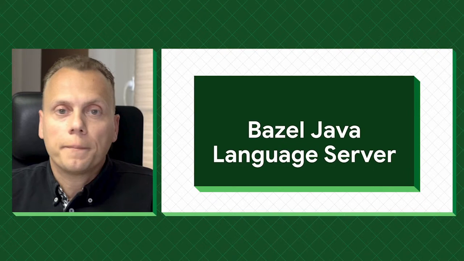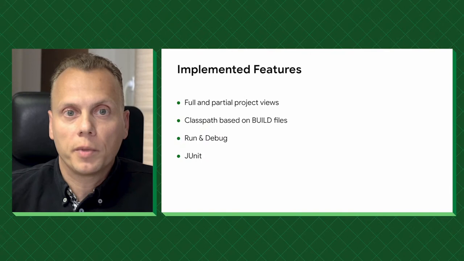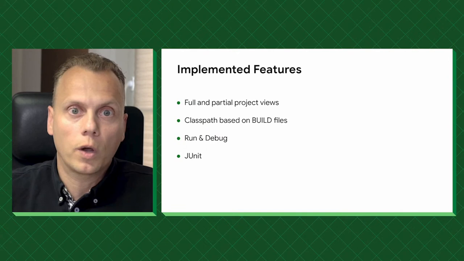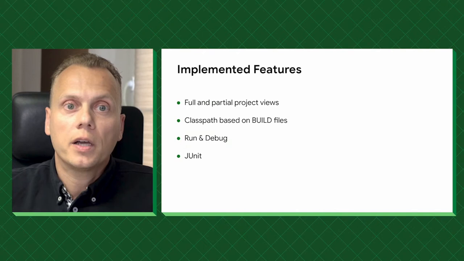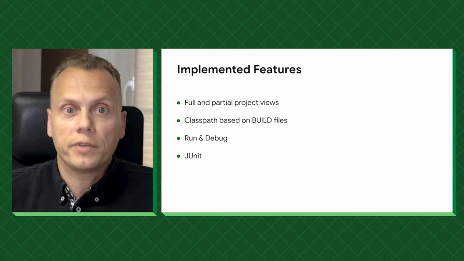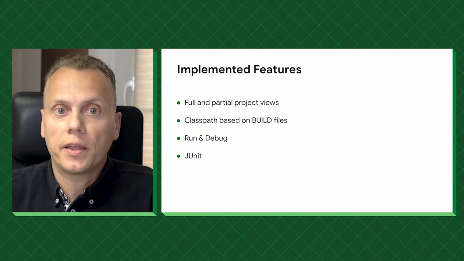Let's have a look. You will see the same features that you know from the VS Code Java support as well as from the Bazel Eclipse feature. We do support full and partial project views. That's very important, especially when working on a monolith in large code bases. You don't want to load all the files into VS Code. Class path support is exactly the same as in the Bazel Eclipse feature, so any new support that gets added into the Bazel Eclipse feature or into the Bazel language server will benefit both projects equally. We do support running the bulk of Java applications in VS Code and also running and debugging unit tests with the test support that exists in VS Code.